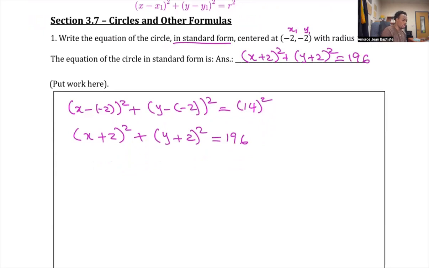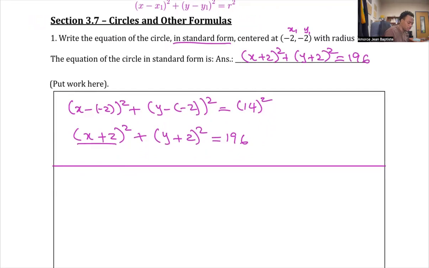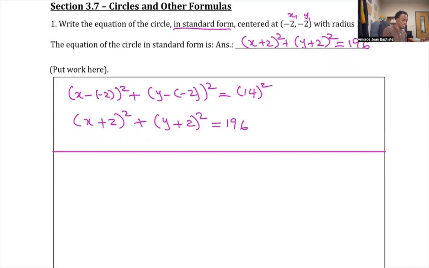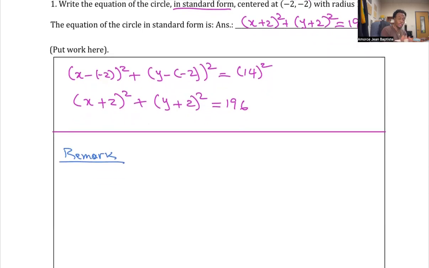One thing I want you to see here: the general form of the equation of a circle would be when you expand the two parts, this part and this part. I'm going to make this remark here because later on we will need to convert the general form to standard form. So that's the best moment to make this remark. How to transform the standard form to the general form: this form is the standard form.